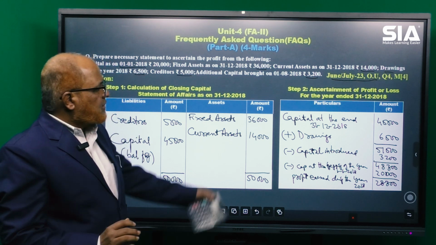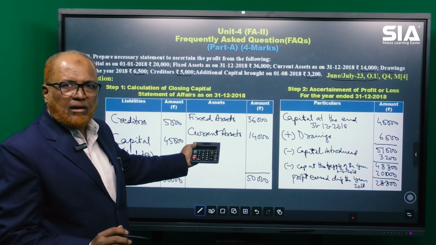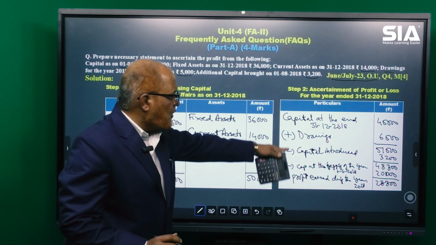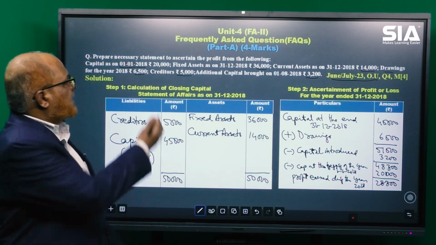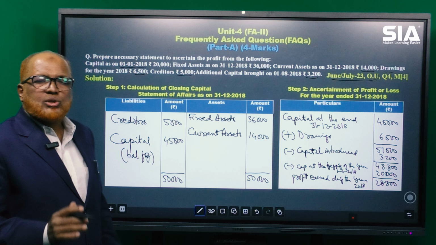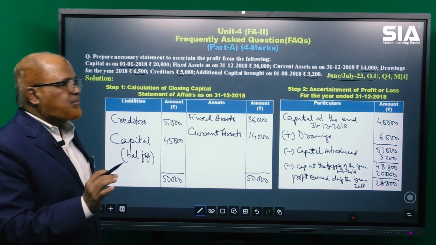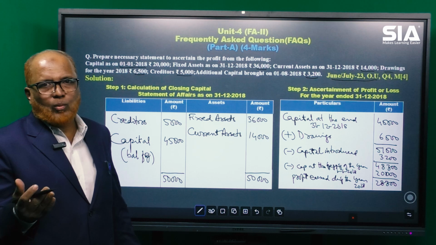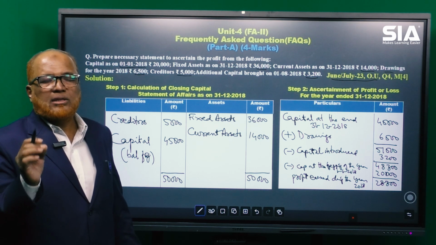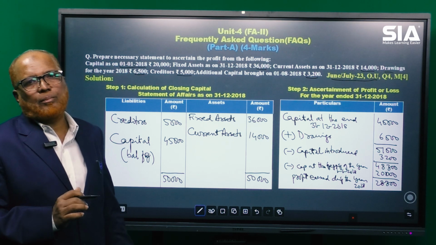That's it. So remember the rule. How to find out the profit? Capital at the end, already we have calculated. The remaining values, drawings, capital introduced and capital at the beginning of the year, are given in the problem. So this is the end of this problem. This type of problem will be asked frequently in examination. It's very important. So remember the rules, how to find out the profit.